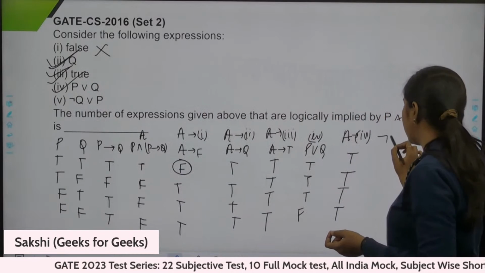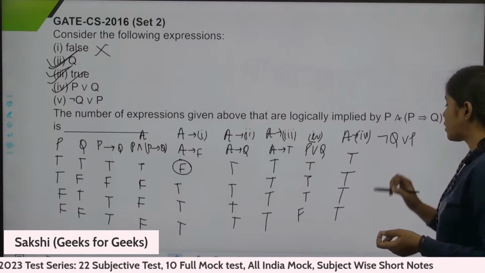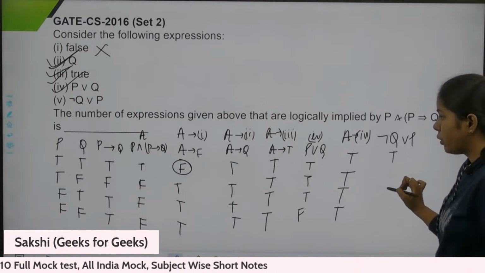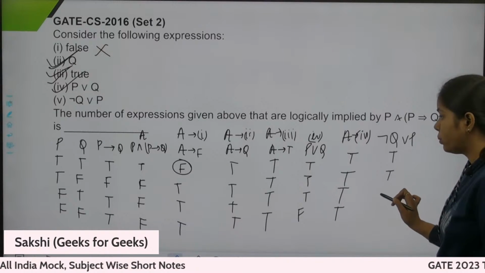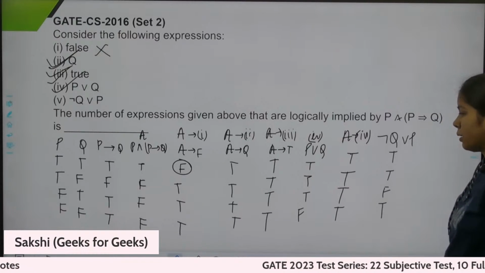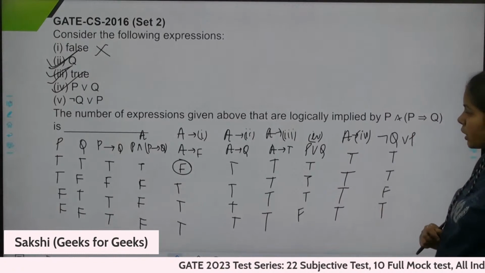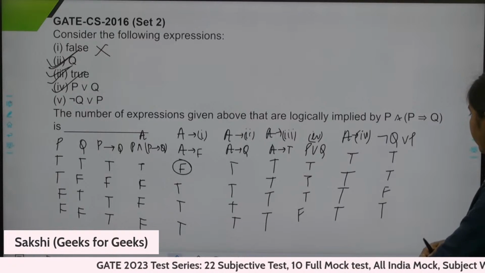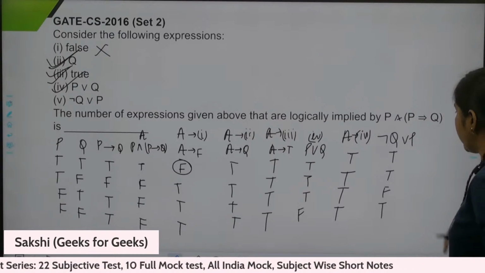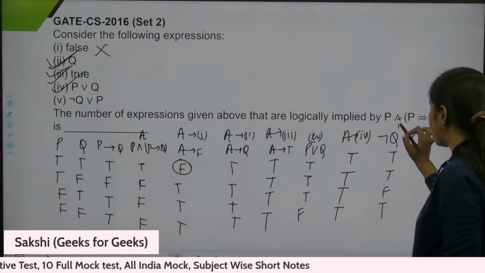Now, the next thing is negation Q or P. Let's first find out the truth value of negation Q or P. That would give me true, true, false, and this will be true, right? These are the truth values. Let's check it once. False, I'll get a true. Here I'll get a negation Q. Yeah. So this is my fifth statement.